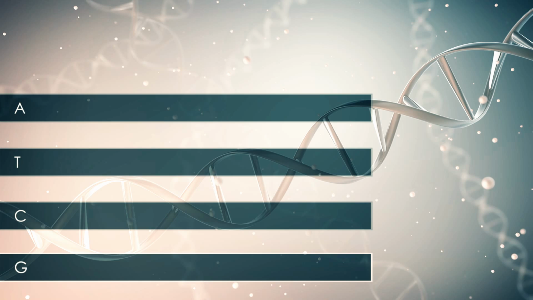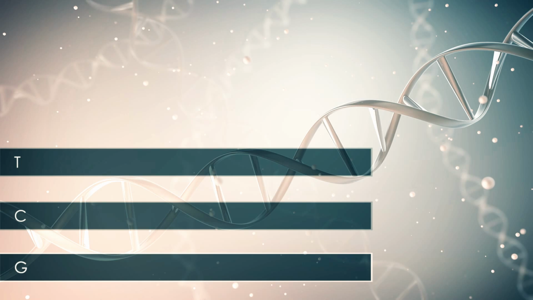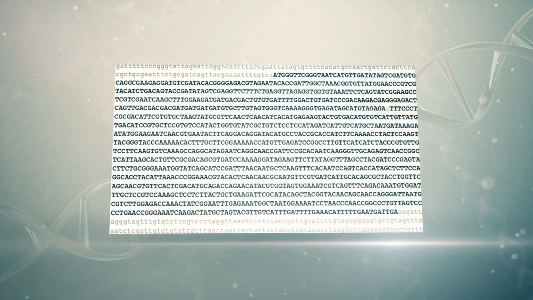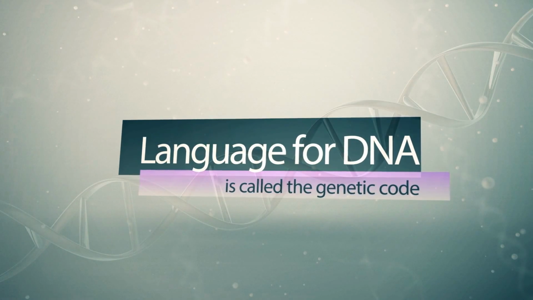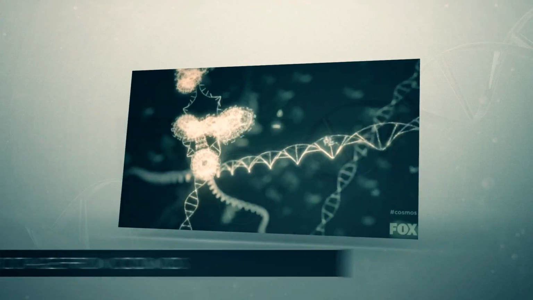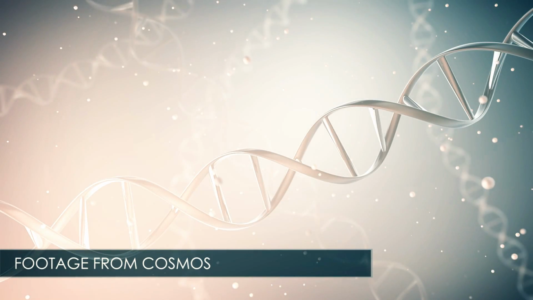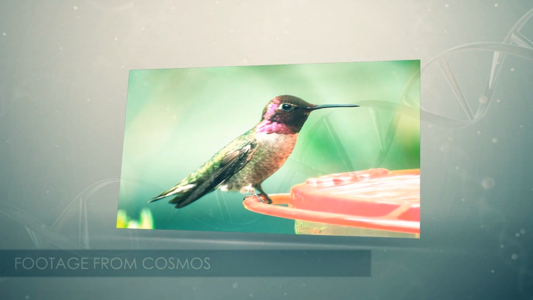The order of these units carries genetic information, similar to how the order of letters on a page of text carries information. The language used in DNA is called the genetic code, which allows the genetic machinery to read the information in the genes. This information is the instructions for constructing and operating a living organism.